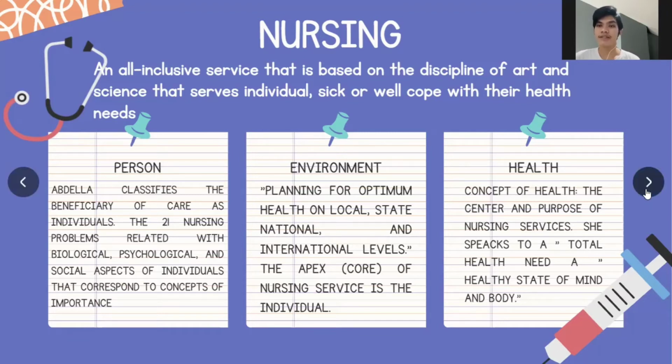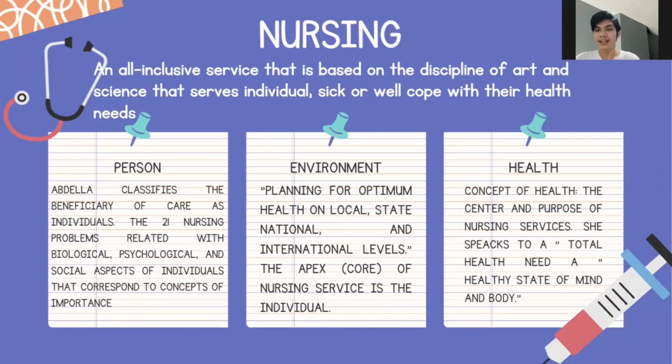The third concept is the environment. Planning for optimum health at local, state, national, and international levels, the apex of nursing service is the individual. The environment is the home or community from which the patient comes.